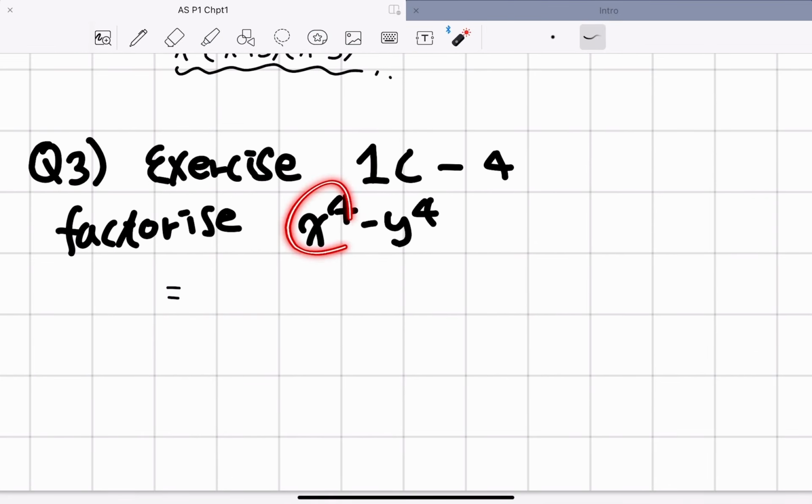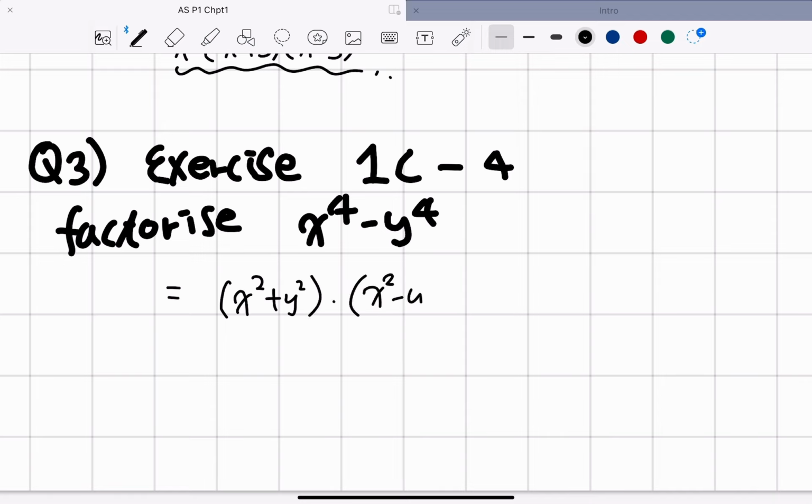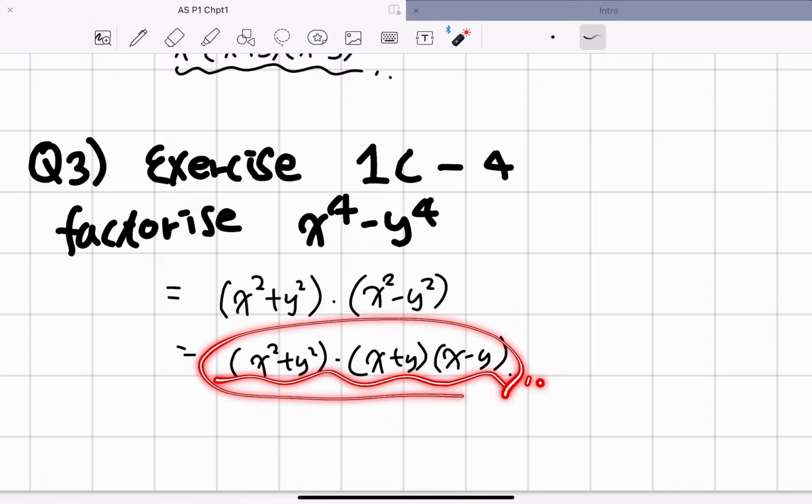So x to the power 4 minus y to the power 4, we can factorize to x squared plus y squared times x squared minus y squared. And we know that we cannot factorize this one anymore, right? But we can factorize and simplify this one. So times x plus y times x minus y. So this one should be the answer, right?